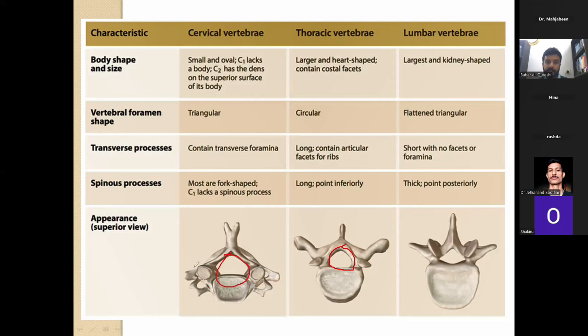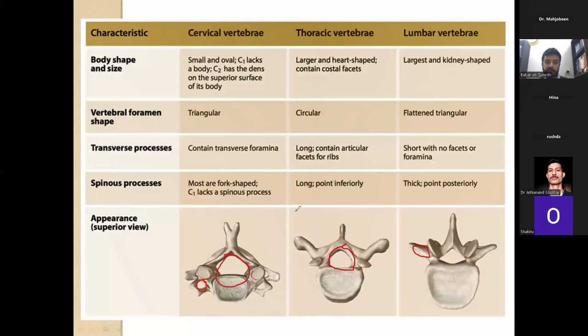When we talk about the transverse process, in the cervical region it has a foramen that is for the vertebral artery. This is known as the foramen transversarium or transverse foramina. The transverse processes in the dorsal spine are usually long. Coming to the lumbar region, the transverse processes are shorter ones.